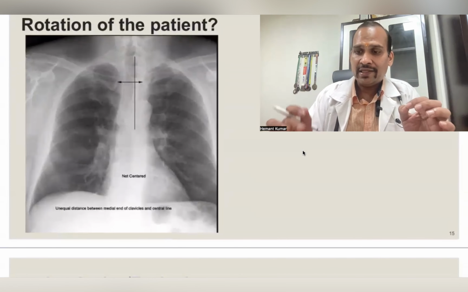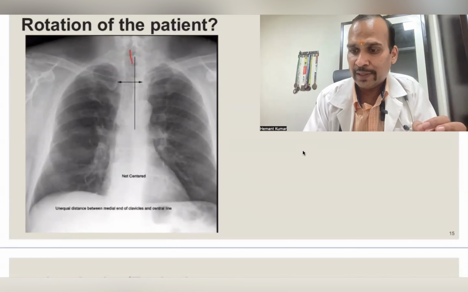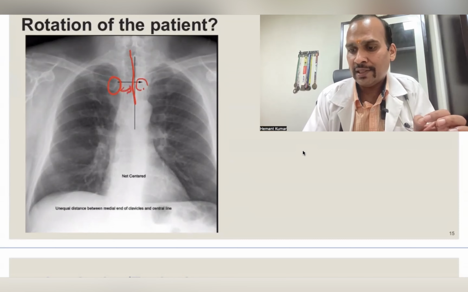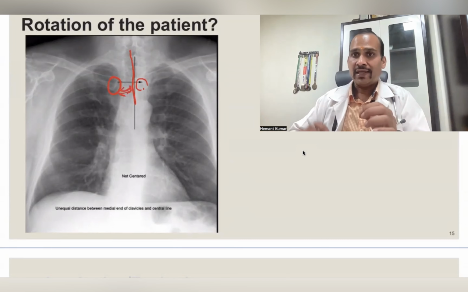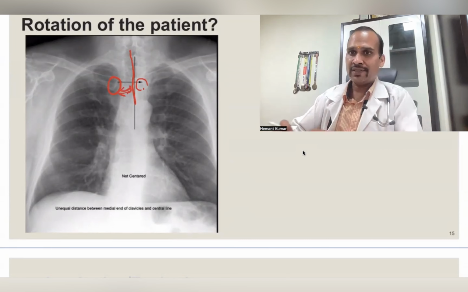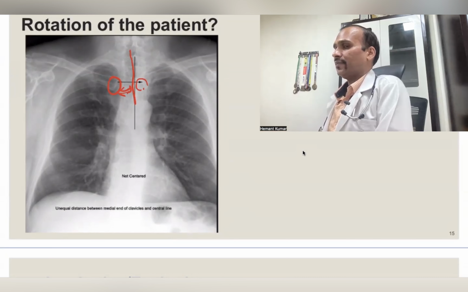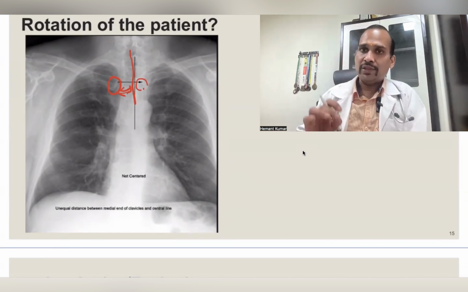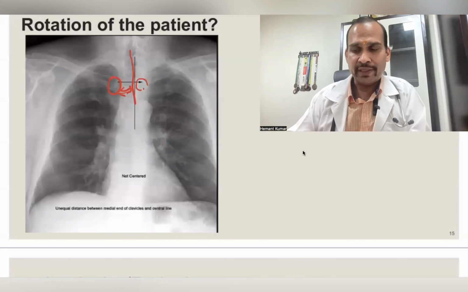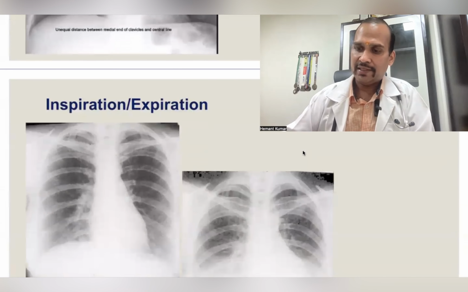See this X-ray. In this X-ray also, you can see this is the spinous process, and this is the right clavicle. This is the left clavicle. So you can see the distance is more. Right side distance is more. Here, this is also a right rotated film. Means the patient is standing like that. Right rotation. So this X-ray should not be interpreted, and we have to repeat the X-ray.